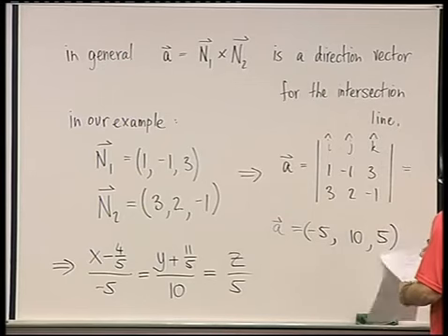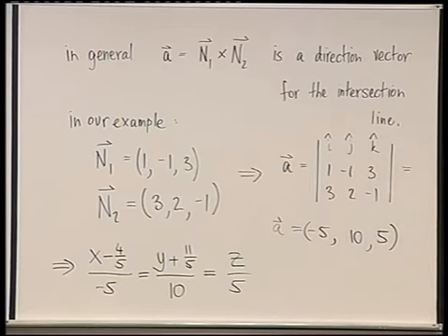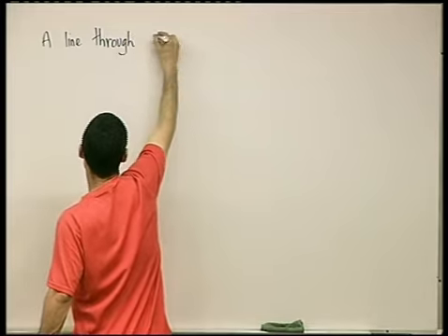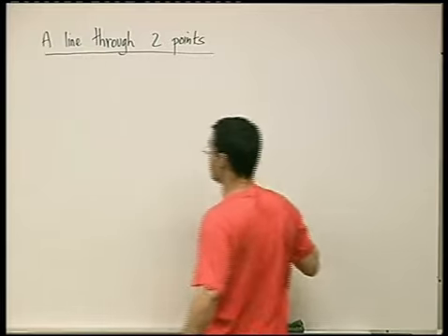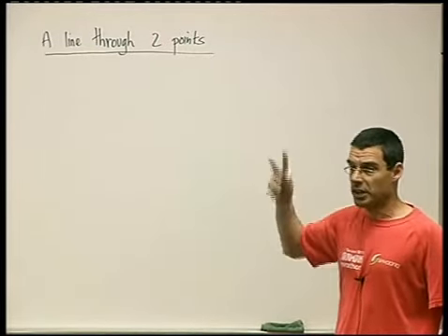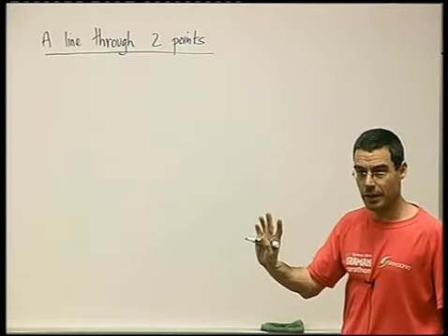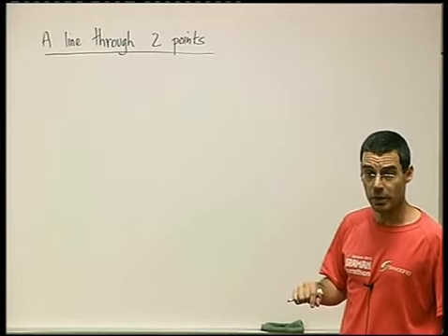So let's do some other similar explorations. How do we find a line through 2 points? This is a piece of cake. You have 2 given points instead of 1, and you need a point and a vector. You need a point, you have it, not a lot of work there. How do you find a direction vector? Just connect the 2 points.